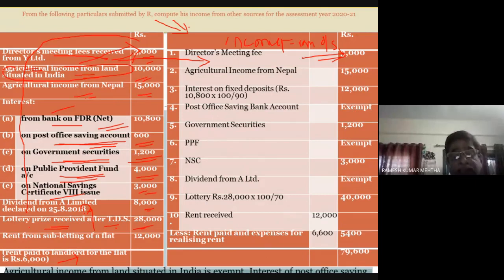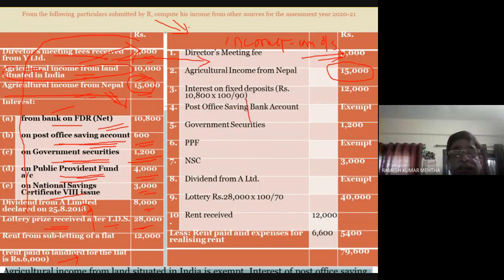Agriculture income from a land situated in India is fully exempted. However, if the agriculture land is in a different part of the world apart from India, and he has generated income from that land which is not in India, it is taxable. In this case, he has agriculture land in Nepal, and he has generated agriculture income of 15,000 rupees. So this is fully taxable. Number three is interest income.